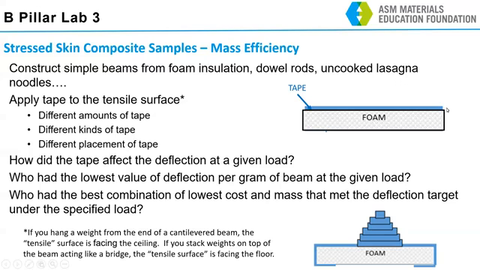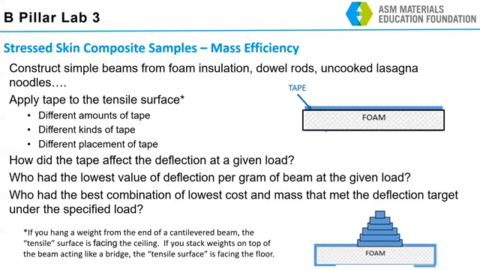So in this lab, students are challenged to apply tape to one surface of the beam, and then measure the influence of that tape on the beam deflection. So you can use the naked beam deflection data from lab 2 to do this one. And to minimize mass, they want to put tape only where it's going to do them the most good. So the winner of this one is going to be who had the lowest value of deflection per gram of beam at a given load.